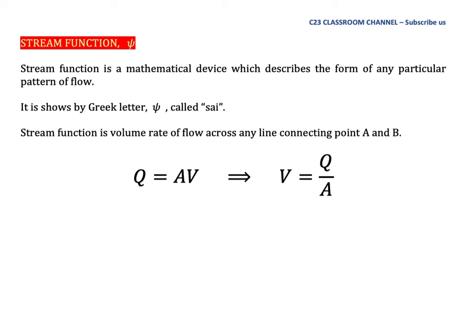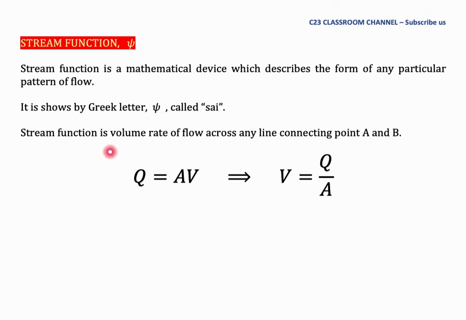Stream function. Stream function is a mathematical device which describes the form of any particular pattern of flow. It is shown by the Greek letter psi. So this is the symbol of a stream function, so it's called psi. Stream function is the volume flow rate, or flow across any line connecting points A and B.